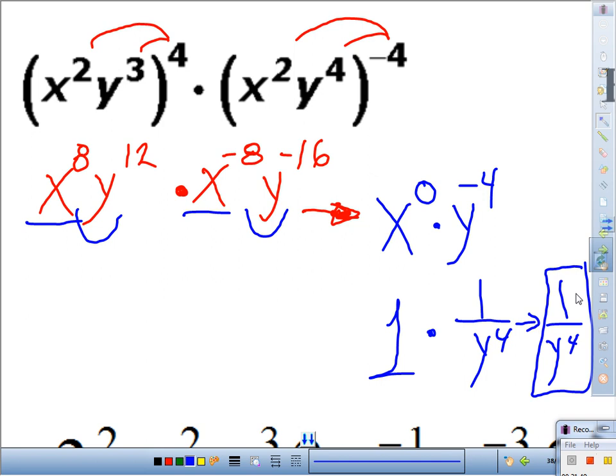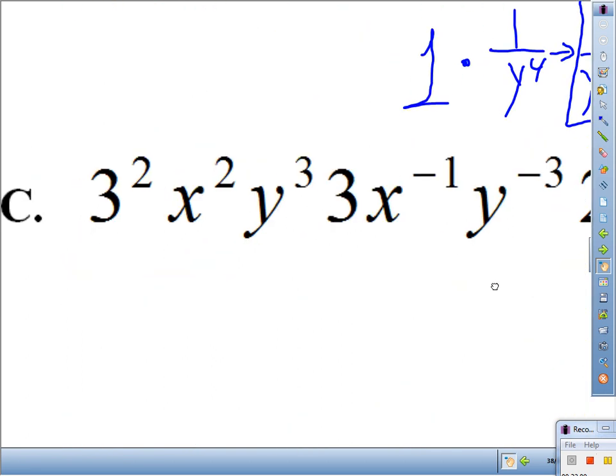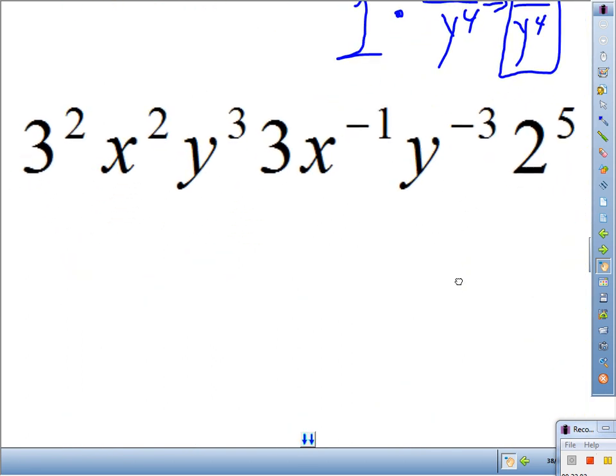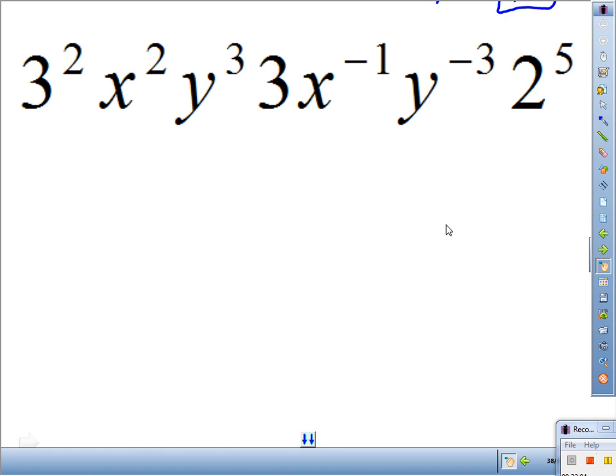How are we doing? Okay, last one of these, so we can crank it up a notch. Example 4C. Let's see how you do. This is an exponential expression. We got 3 squared times x squared times y cubed times 3 times x to the negative 1 times y to the negative 3 times 2 to the 5th.